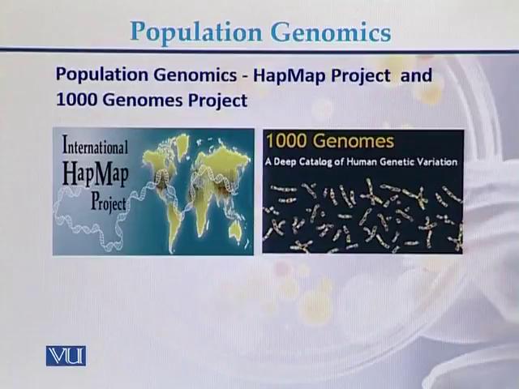These are the two examples of population genomics: the International HapMap project as well as 1000 genomes. So these are two best examples of population genomics.